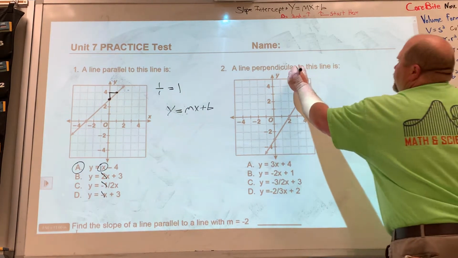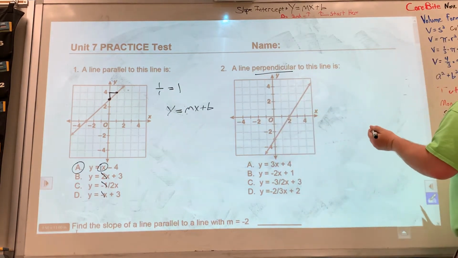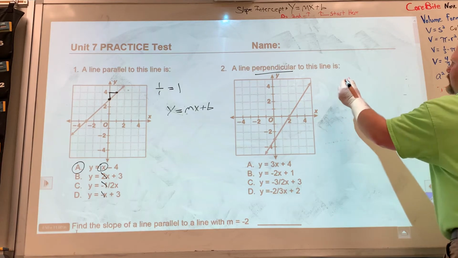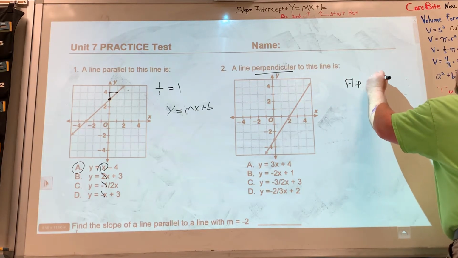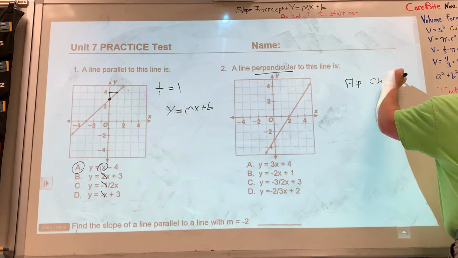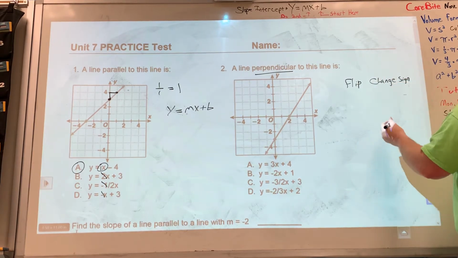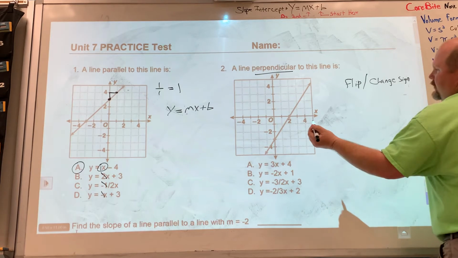Number 2, they want us to find a perpendicular slope. Remember, to find a perpendicular slope, you take the original and you have to flip it and change the sign. So two things: flip, change the sign. So let's find the original slope.